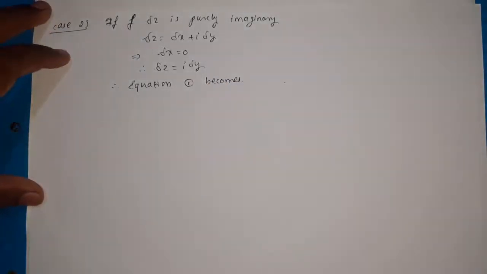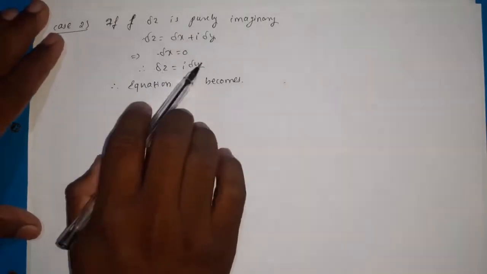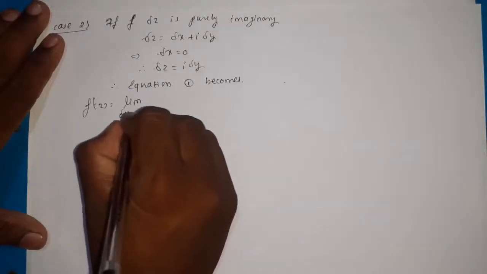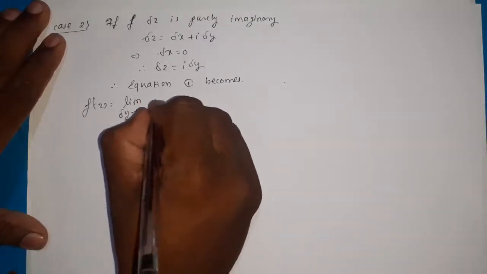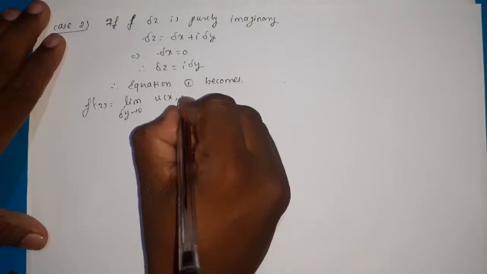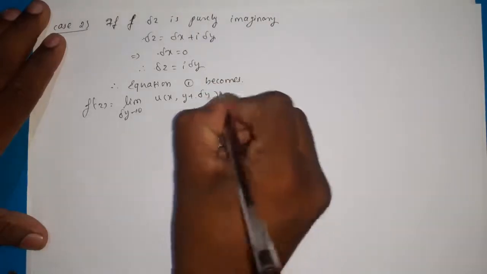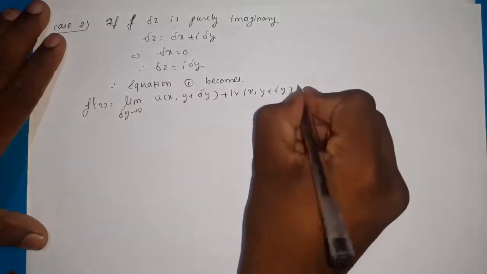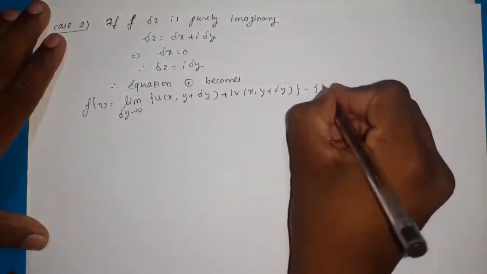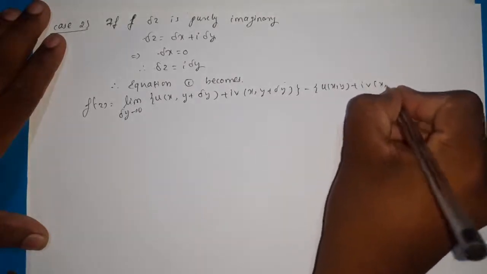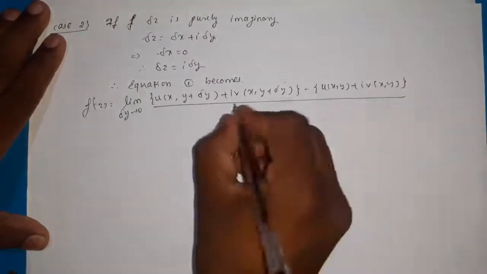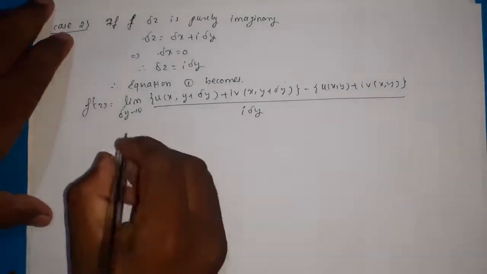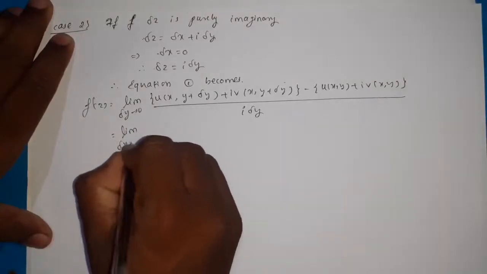By applying the condition delta x equal to 0, delta z equal to i delta y, f dash of z is equal to limit as delta y tends to 0 of u of x comma y plus delta y, plus i into v of x comma y plus delta y, minus u of x comma y plus i into v of x comma y, divided by i into delta y, because delta z equal to i delta y. Then limit as delta y tends to 0.